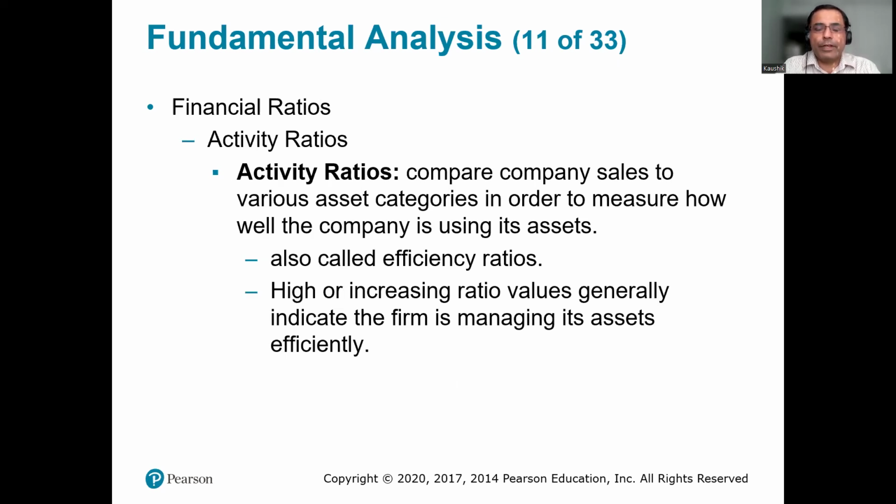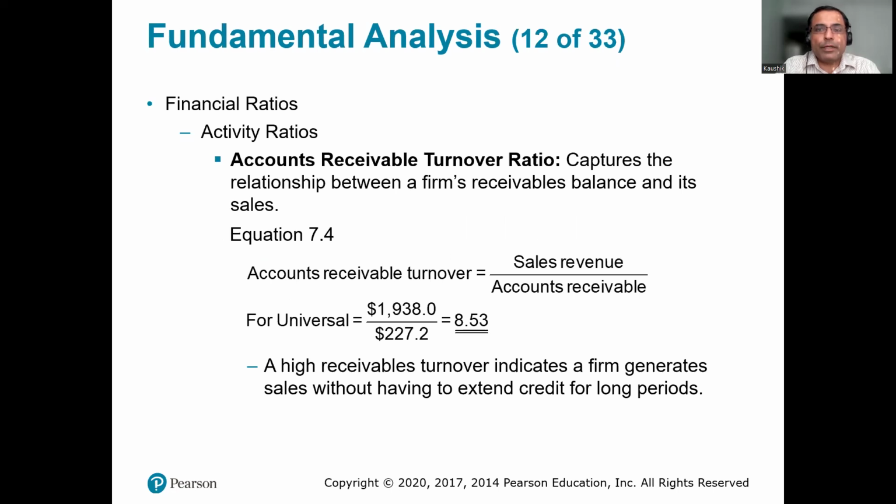Then we look at activity ratios. This means how efficient is the company in converting assets into sales. Accounts receivable turnover means sales by accounts receivable. This ratio gives us an idea how quickly or how efficiently the company is converting receivables into sales. A higher ratio means that from a small amount of receivables, the company is generating more sales.